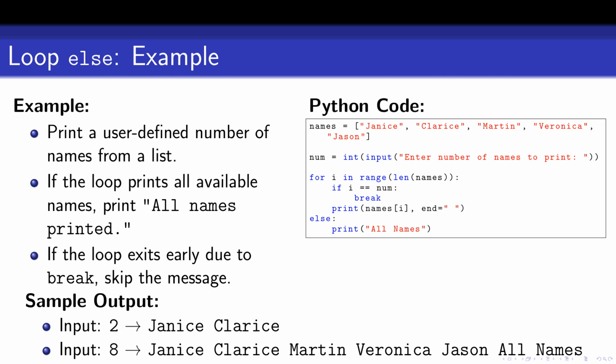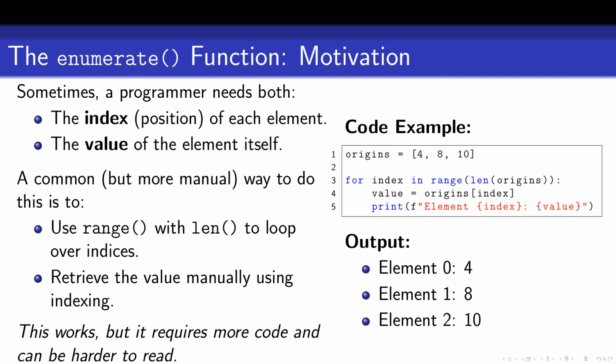This example shows how loop logic can be enhanced for clarity, allowing the structure of the code to clearly communicate intent. This slide introduces a common programming task, accessing both the index and the value of items during a loop. While this can be done using range of len combined with indexing, it requires extra code and can be less readable. In the example shown, the program uses range to loop through a list of numbers and manually accesses each element using its index.